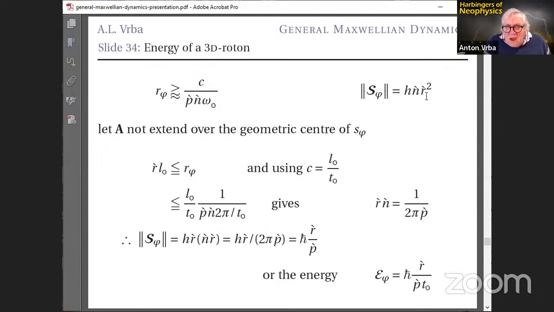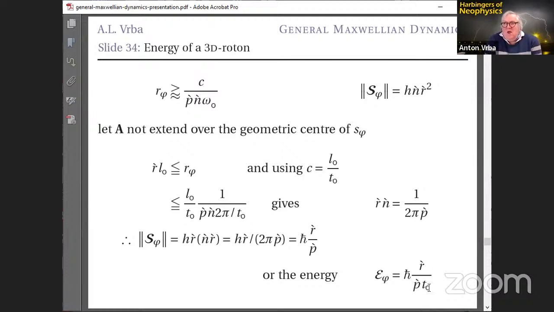R gray has to be equal to C over P and W, which follows here, so that I then can say that the product Rn is equal to 1 over 2 pi. If I look at that equation, I have HR n times R, which I've got here, replace it, so that I get basically the energy is H bar R over P over T0.